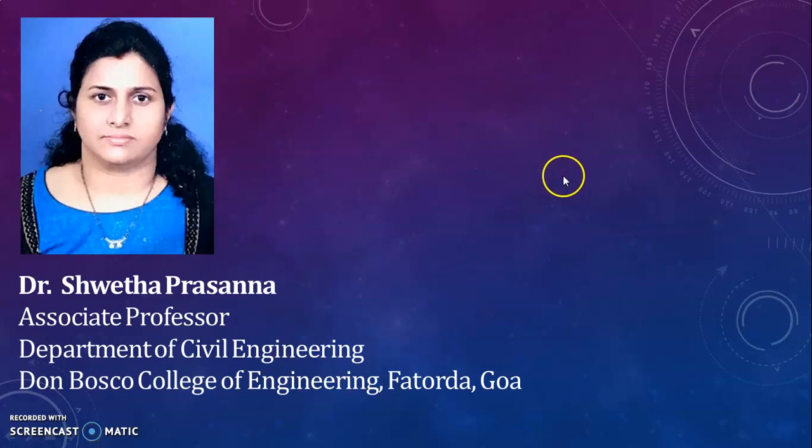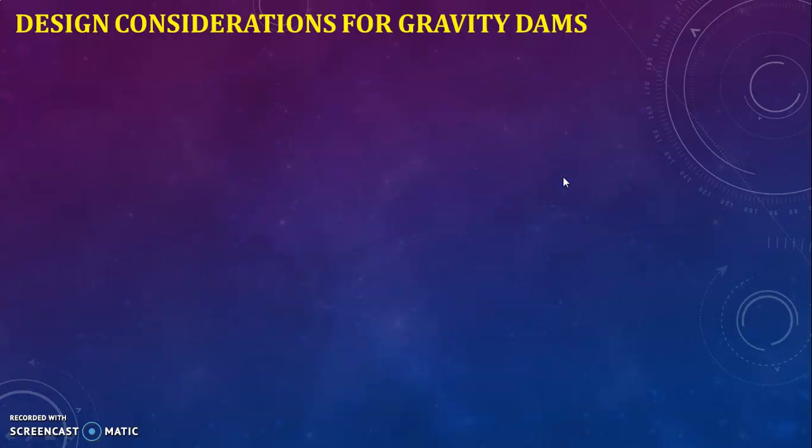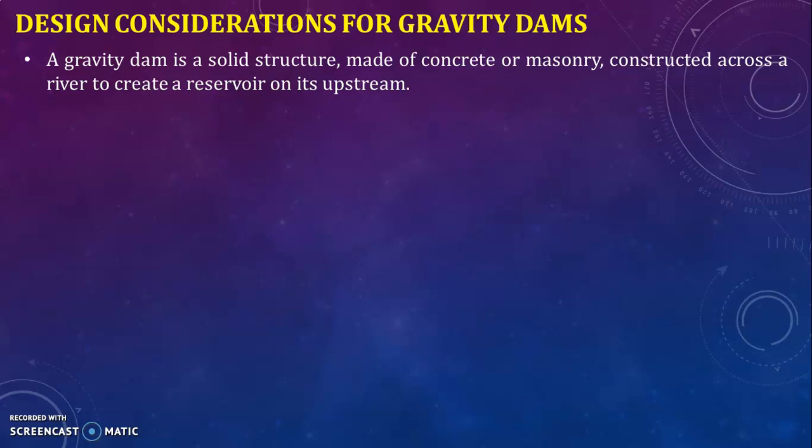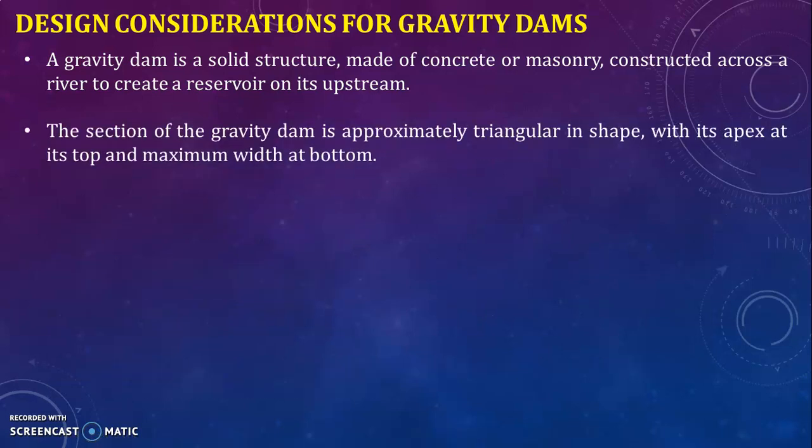Hello my dear students, let us discuss design considerations for gravity dam and earthen dam, and low and high gravity dam. Let us first discuss the gravity dams. A gravity dam is a solid structure made of concrete or masonry constructed across a river to create a reservoir on its upstream. The section of the gravity dam is approximately triangular in shape with its apex at its top and maximum width at bottom.